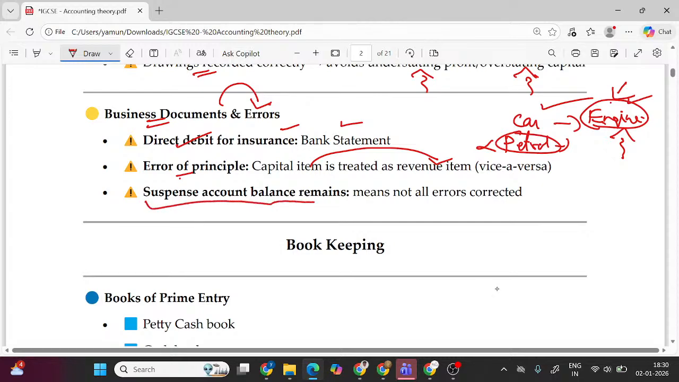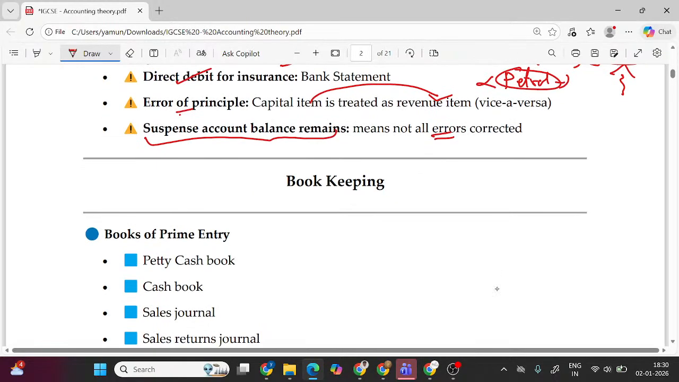Suspense account balance remains means not all errors are corrected. Is that right? When you create a suspense account, because when you are not able to tally, you create a suspense account. So this is one content. Let me go for next content on bookkeeping.